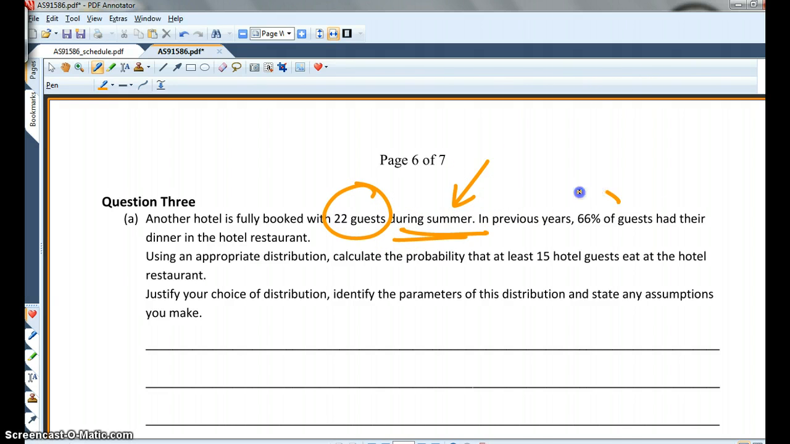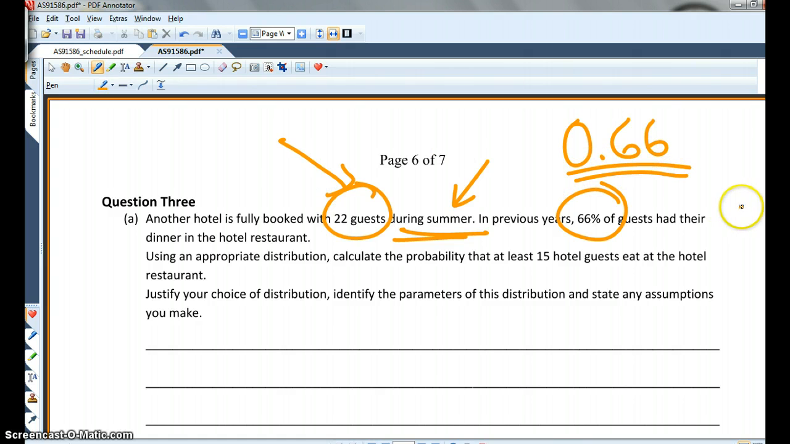Another hotel is fully booked with 22 guests during summer. In previous years, 66% of guests had their dinner at the hotel restaurant. So we've got 22 guests and 66% of them are likely to have their dinner at the restaurant. Using an appropriate distribution. The distributions we're thinking: binomial, Poisson, normal, triangular, rectangular.